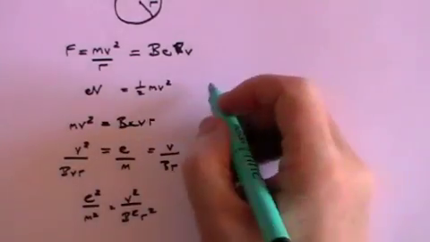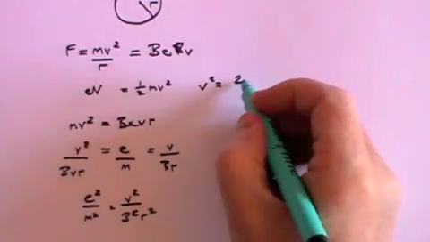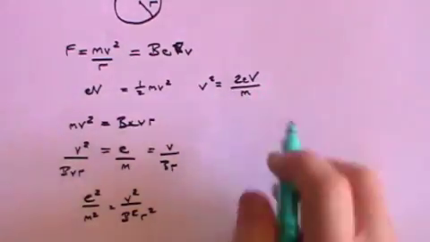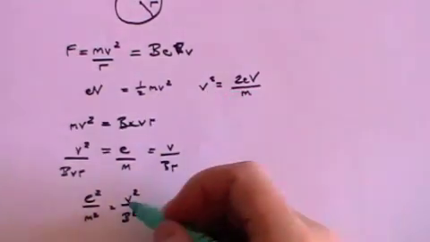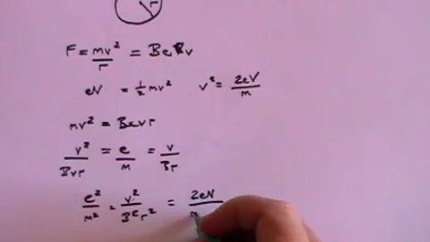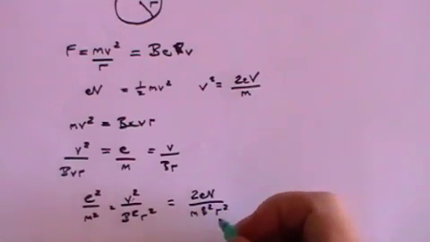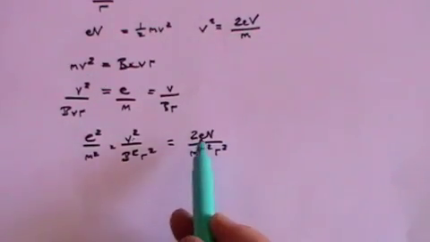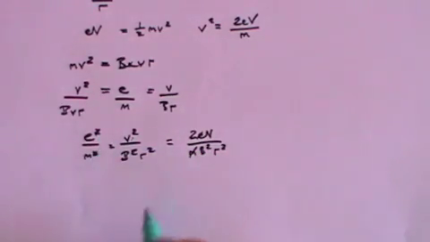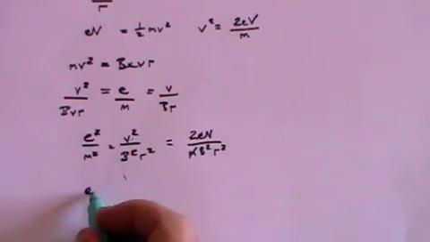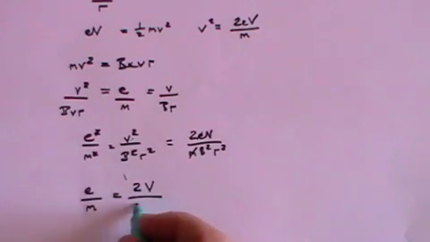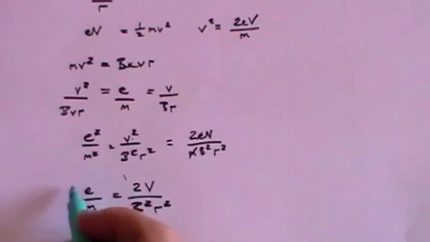And now from this equation, v squared equals 2eV divided by m. And we're going to substitute that v squared for that v squared. So now we get 2eV over m B squared r squared. And now that e will cancel one of the e's here, that m will cancel one of the m's there, and so now you've got e divided by m equals 2V divided by B squared r squared.